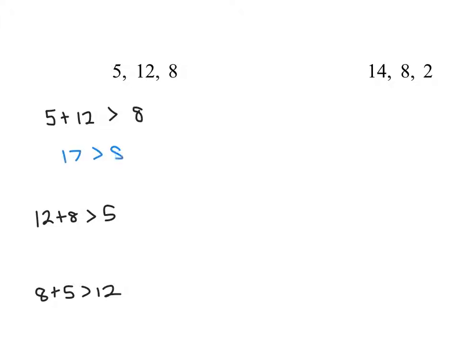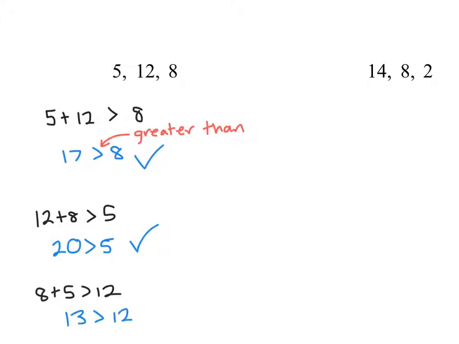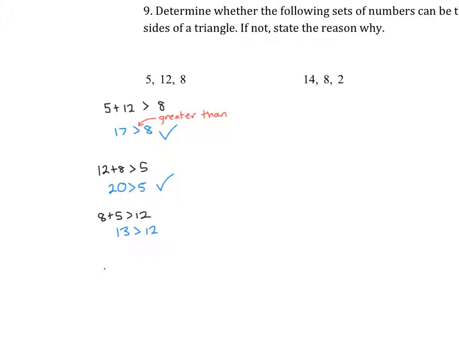So here, 17 is greater than 8. Remember, this symbol means greater than, which is just bigger than. So this is a true statement, so that one works. Here, 20 is greater than 5, so that works. And here, 13 is greater than 12. So those three, yes, they could be the sides of a triangle.